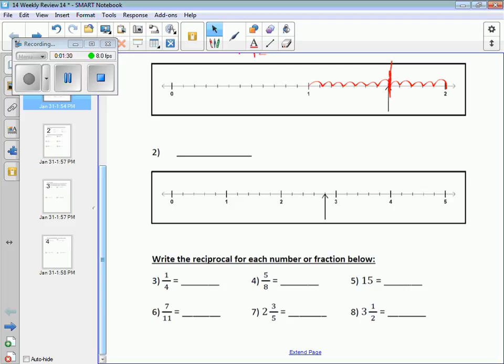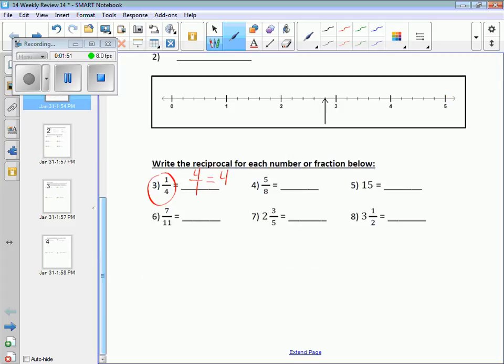All right, reciprocal fractions. The simple answer is just turn the fraction upside down. So if we start with number 3, all you're going to do is change this to 4 over 1. And if you want, you can simplify it as 4, or you can leave it as 4 over 1. The other one that I do want to also do here is the mixed number. We're going to do number 7.